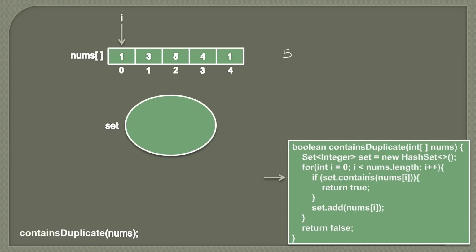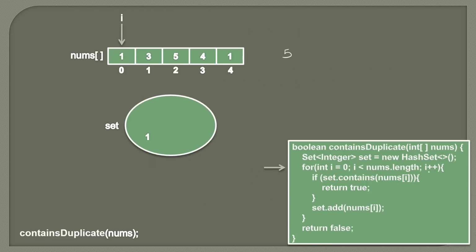Now hash set has a method contains. When we call this method, it actually returns true or false. If the element is present in the hash set, it returns true, and if the element is not present, it returns false. So nums of i is nothing but the value at 0th index. So we check whether set contains 1 or not. Here you can see set doesn't contain 1. So set.contains will return false because this element is not present. So we add this element into the set. So 1 is added into the set.